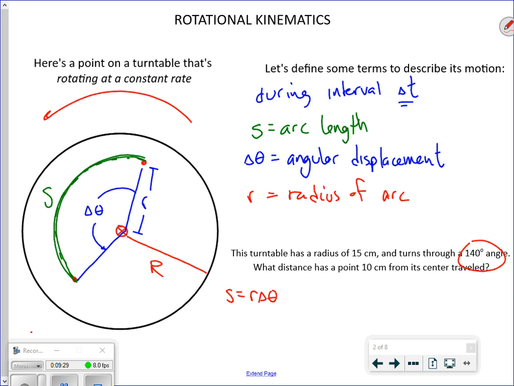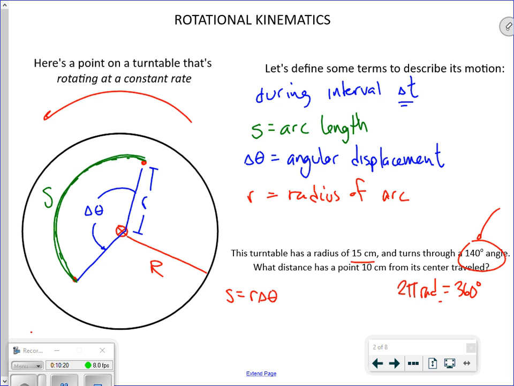Okay, and so, let's see. We can say that R is 15 centimeters, and for delta theta, what we can't really do is use that 140-degree angle. What we have to do is transition to talking about angles not in degrees, but in radians. So we have to turn this into radians, and we use the idea that a circumference is 2 pi radians. That equals 360 degrees by definition.